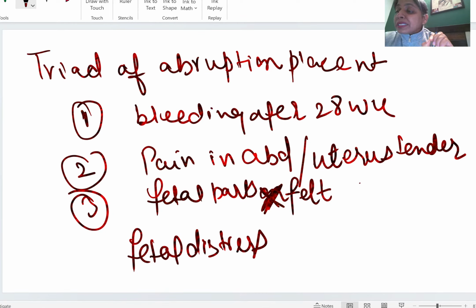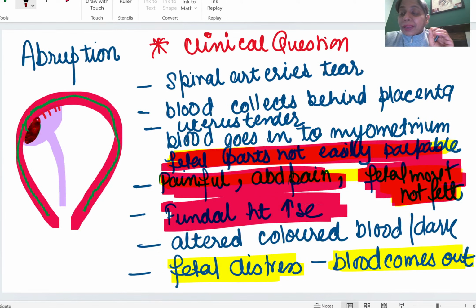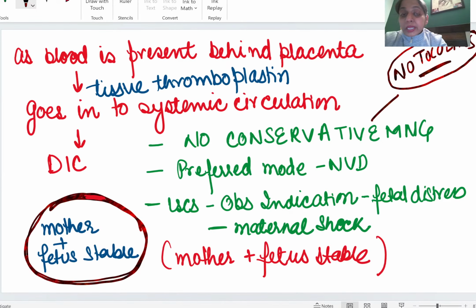On abruptio placenta, there comes a clinical question, right? Due to the tender abdomen and the bleeding in the myometrium, there is an increase in the fundal height. Now let us see what will happen if there is an increase in the fundal height. What will happen if abruptio occurs?